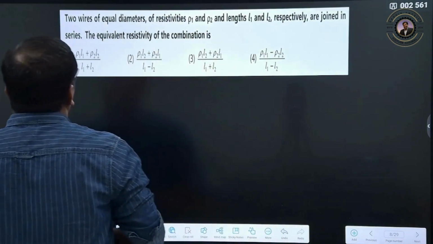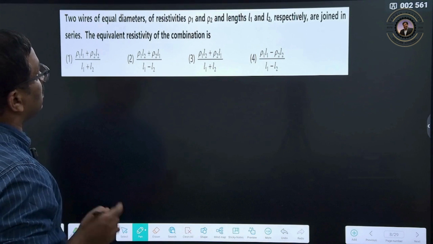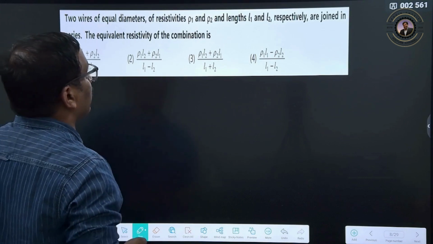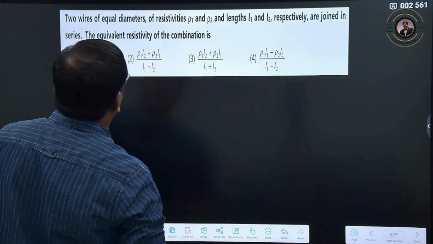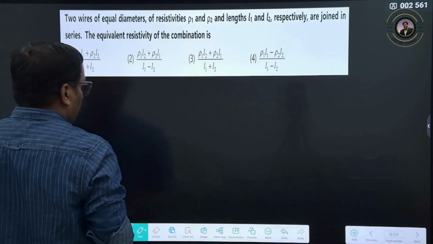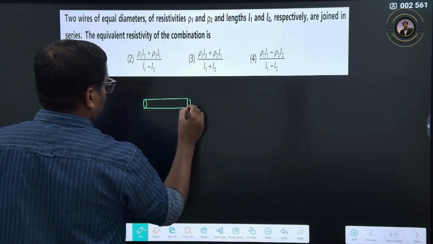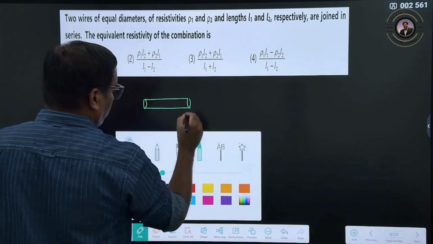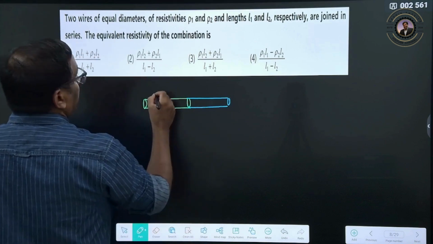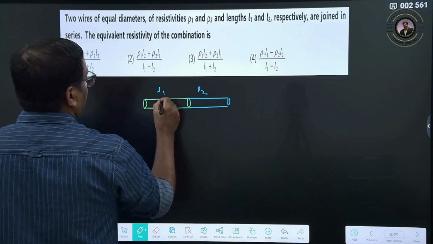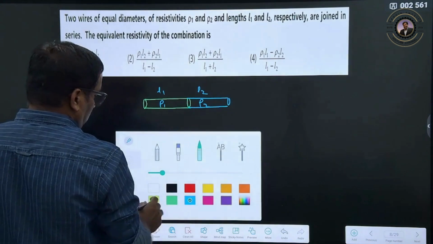Two wires of equal diameters, of resistivity rho 1 and rho 2 and length L1 and L2 respectively, are joined in series. So equal diameters, therefore find the equivalent resistivity of the combination. So that means here it is given, this is one, equal area of cross section. Here it is having L1, L2, therefore rho 1, rho 2. The area of cross section will be the same, they are connected in series.